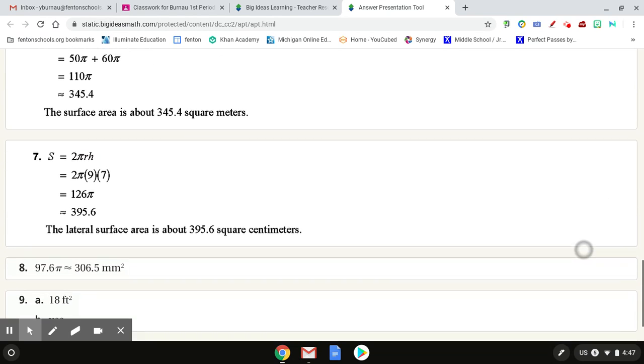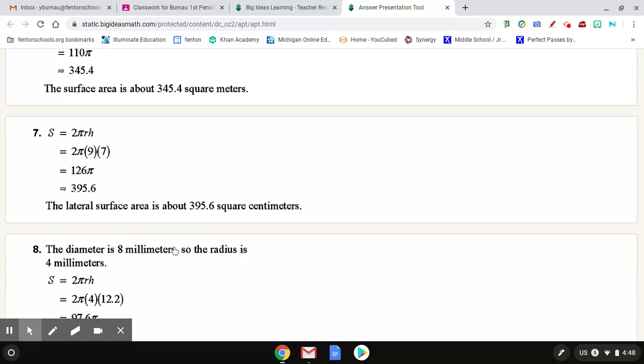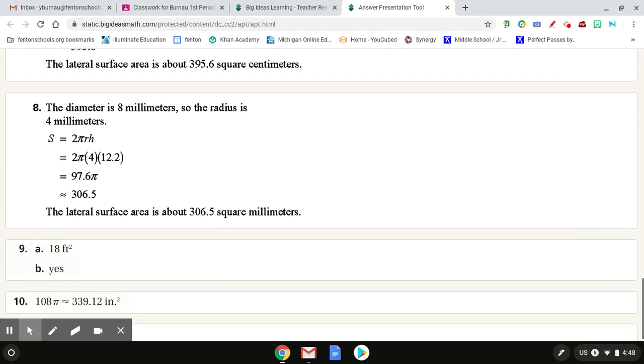Okay. All right. Number 7. There's number 7. Remember, lateral surface area is just the soup label. Okay. So if you did the total cylinder, you have a much larger number than this. So be careful. It said lateral surface area. All right. Number 8. Lateral surface area is 306.5 square millimeters.